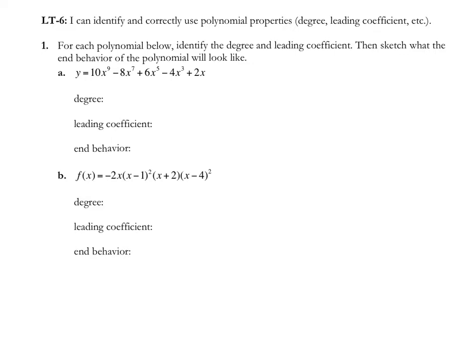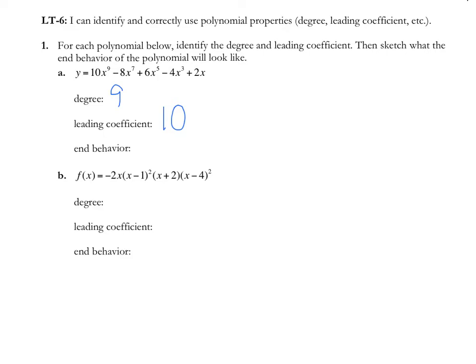So the first polynomial I gave you is all written out nicely in standard form, so it's a little bit easier to identify what the degree and the leading coefficient are. So the highest exponent I see with this polynomial written all out in standard form is this exponent of 9. So the degree of my polynomial will be 9. My leading coefficient is the coefficient on that highest degree term. Notice that that is a 10, so my leading coefficient will be 10.